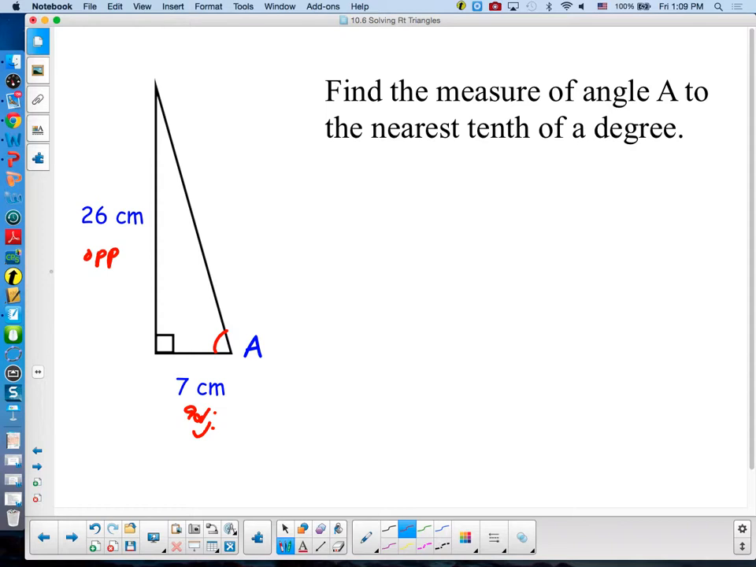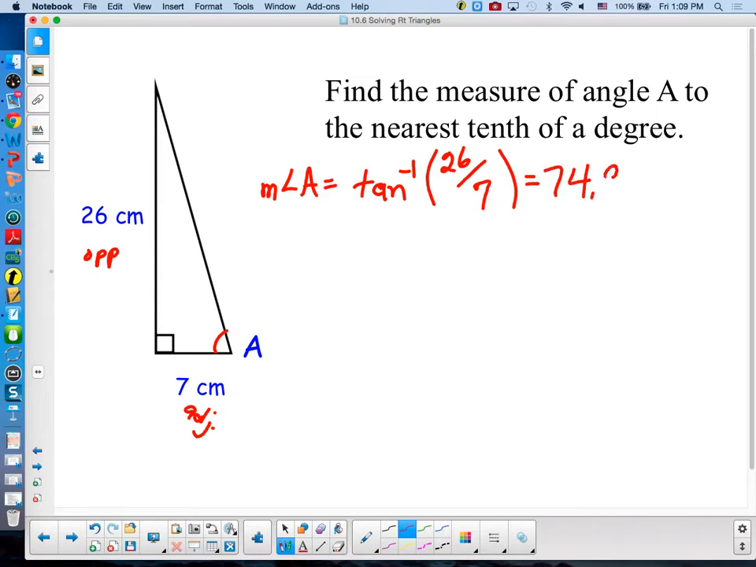So let me find the angle. To find the angle, you have to do an inverse. I decided it was tangent because I have opposite and adjacent as my two lengths. So to find the measure of angle A, I'm going to do tangent inverse. I'm going to tell the calculator what the tangent is, and it's going to tell me the angle. This time it's going to be in fraction form. Opposite, 26. 7 is adjacent. So calculator, what angle has a tangent of 26 sevenths?